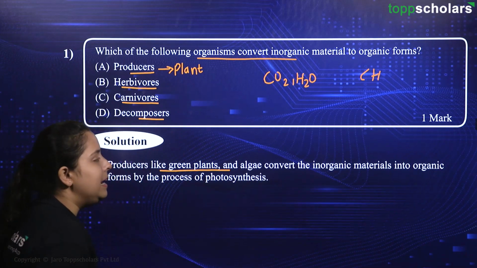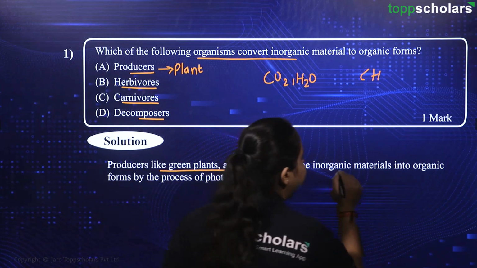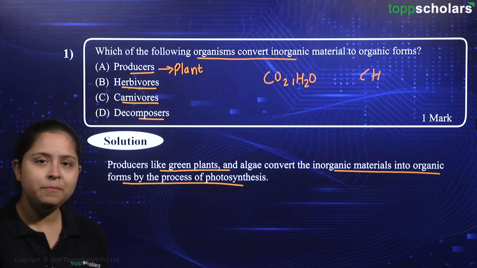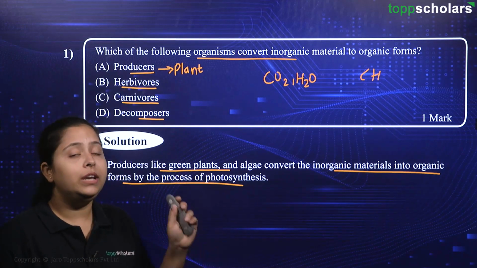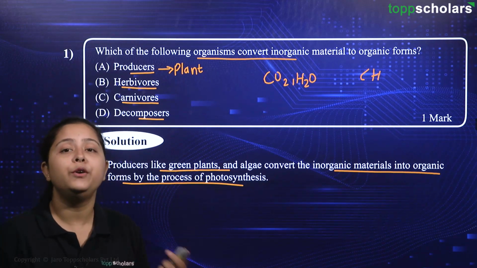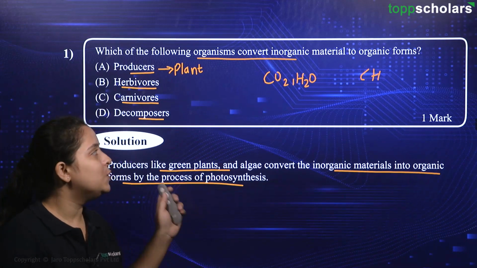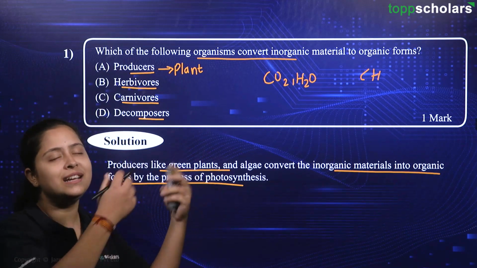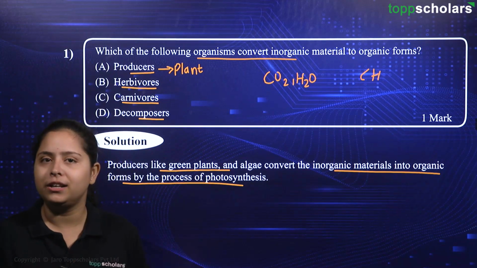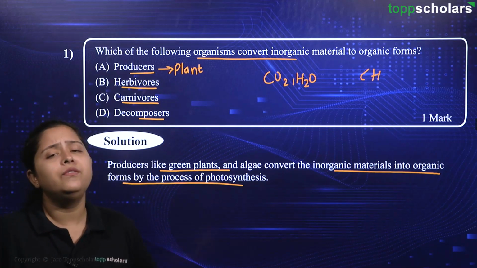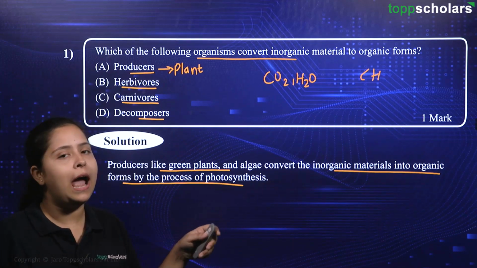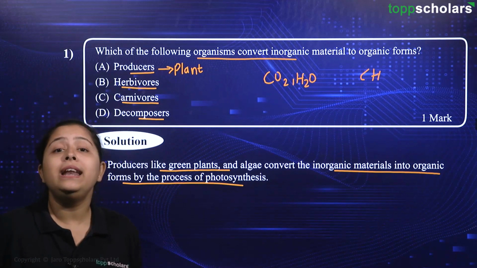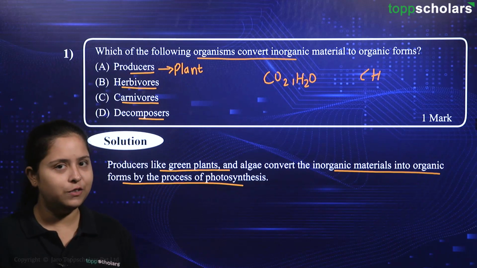Producers like green plants and algae convert the inorganic materials into organic forms by the process of photosynthesis. So because of this photosynthesis only, we are able to have food that is being produced by plants. So if plants vanish, human beings will also perish, alright, because we cannot use the sunlight directly to gain our energy in our body. We need to have food. That's why whenever you are hungry, you will eat food. You will not go and stand in the sun because you cannot synthesize your own food. The reason? Because we are heterotrophs, we are not autotrophs, alright.